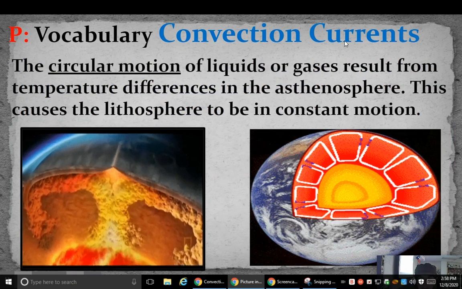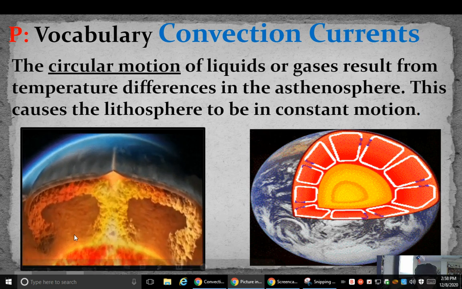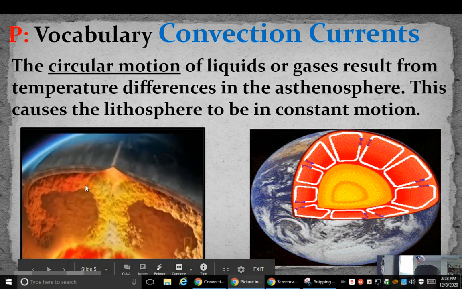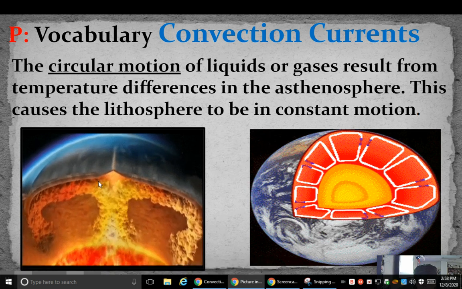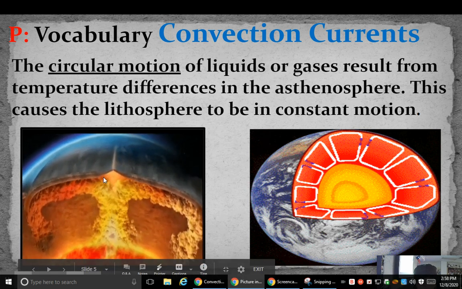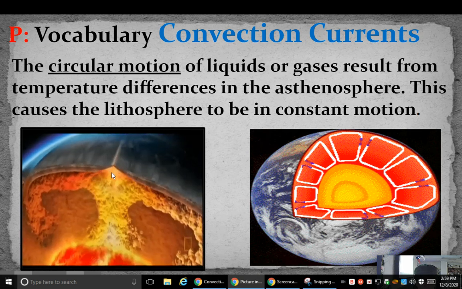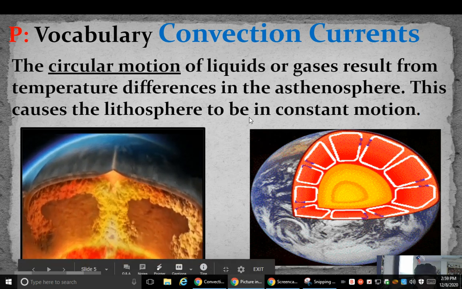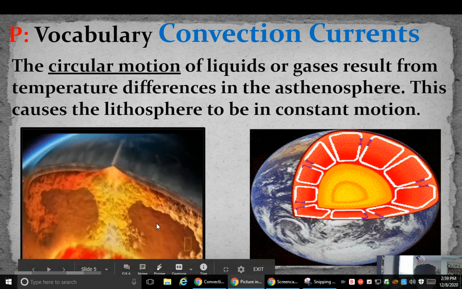Practice vocabulary. Convection currents. Convection currents are the circular motion of liquids or gases. It results from temperature differences in the asthenosphere. This causes the lithosphere, the crust, upper mantle, to be in constant motion.